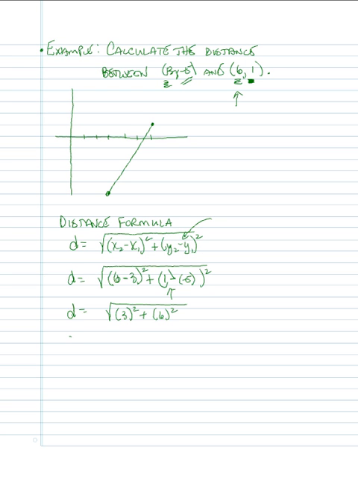And of course, as I calculate, that is what? 9 plus 36, which of course is the square root of 45. Now, we might stop and think, can we actually simplify the square root of 45?